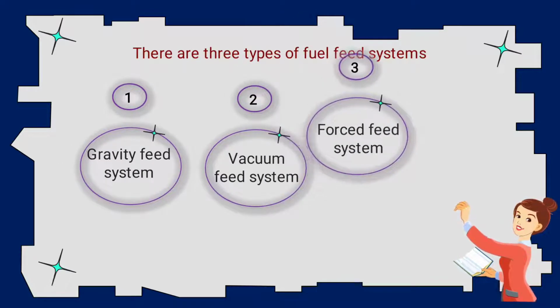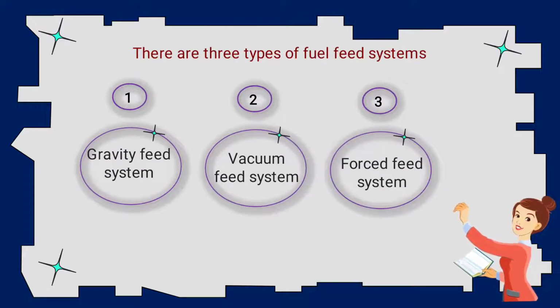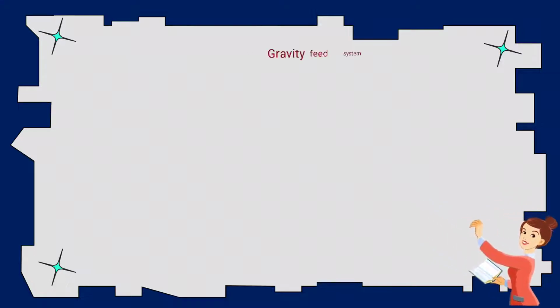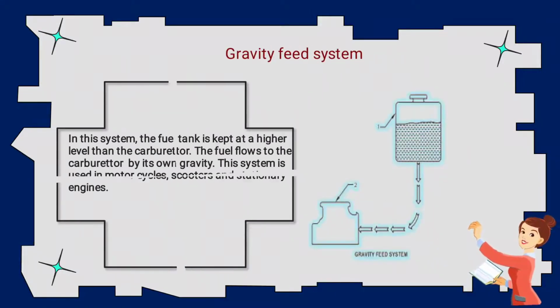There are three types of fuel feed system: gravity feed system, vacuum feed system, force feed system. Gravity feed system. In this system, the fuel tank is kept at a higher level than the carburetor. The fuel flows to the carburetor by its own gravity. This system is used in motorcycles, scooters, and stationary engines.